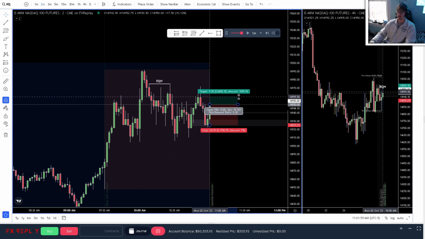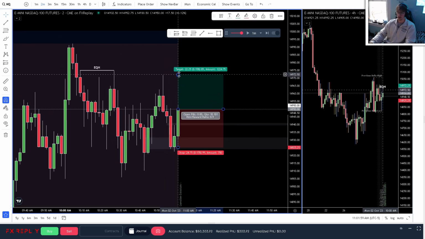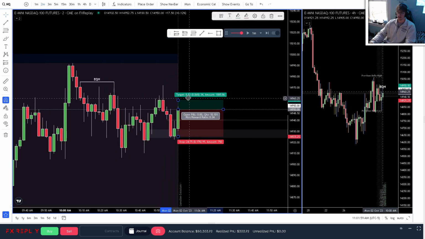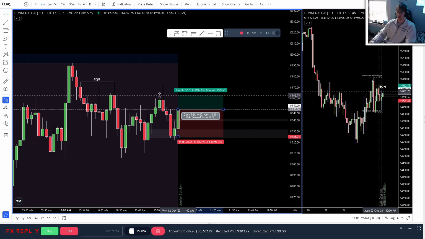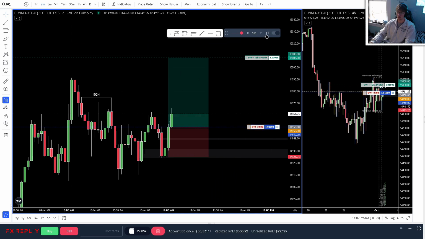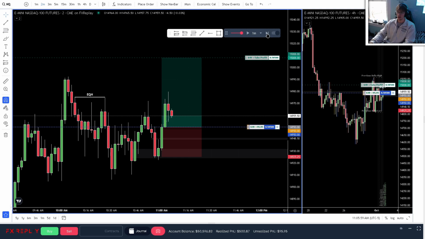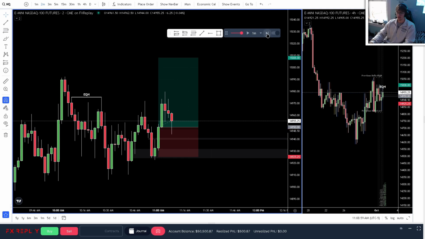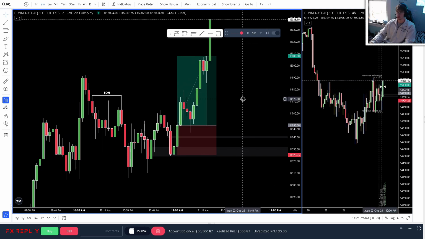I don't like to go break even above like 0.8R. So being realistic here, I would probably go break even. It's hard to say. Let's just say here at 0.5. Take 50% off at 1-to-1, and the rest would hit break even, which is totally fine.